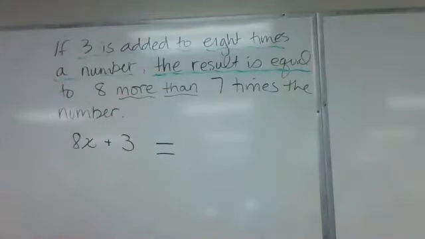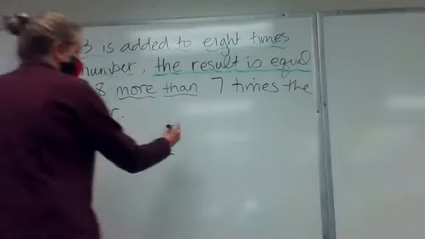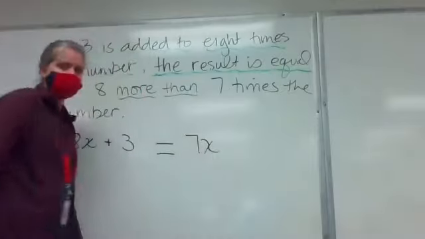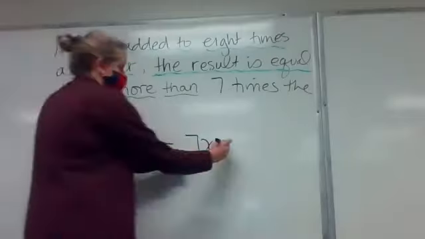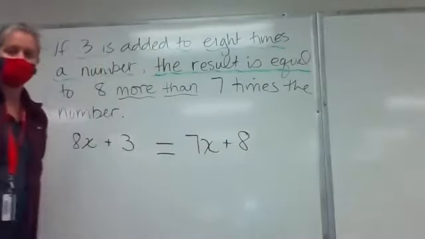So 7 times the number and then add 8 to it. So 7 times the number would be 7x. 8 more than this would mean I need to add 8 to it.